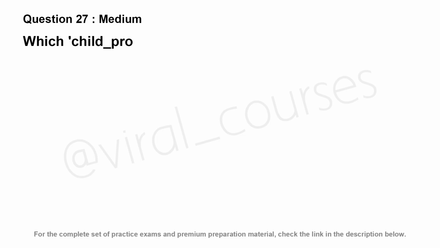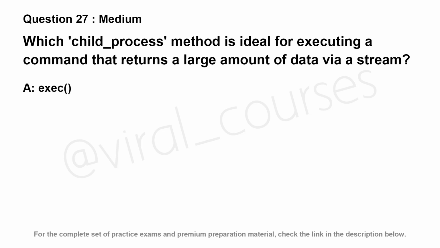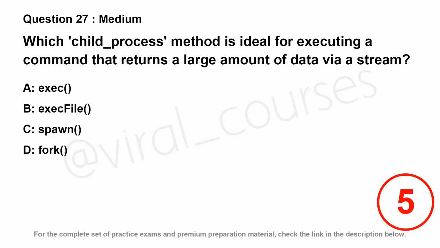Which child_process method is ideal for executing a command that returns a large amount of data via a stream? Option A, exec. Option B, execFile. Option C, spawn. Option D, fork.